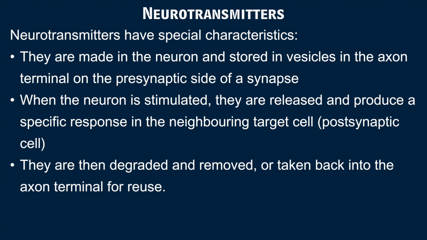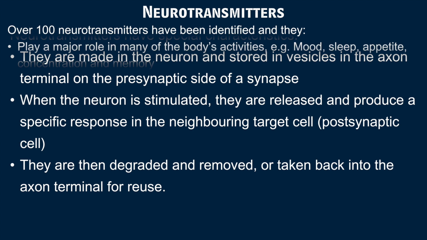Neurotransmitters have special characteristics. They are made in the neuron and stored in vesicles in the axon terminal on the presynaptic side of a synapse. When the neuron is stimulated, they are released and produce a specific response in the neighboring target cell, that is, the postsynaptic cell. They are then degraded and removed or taken back into the axon terminal for reuse.